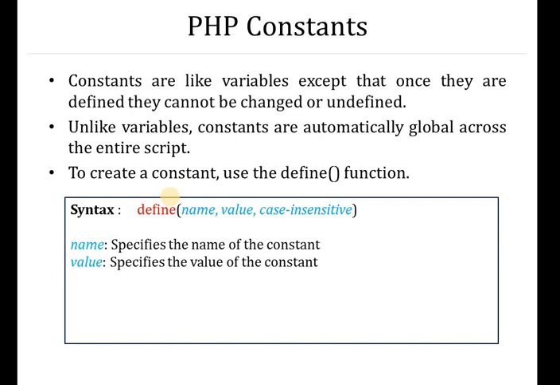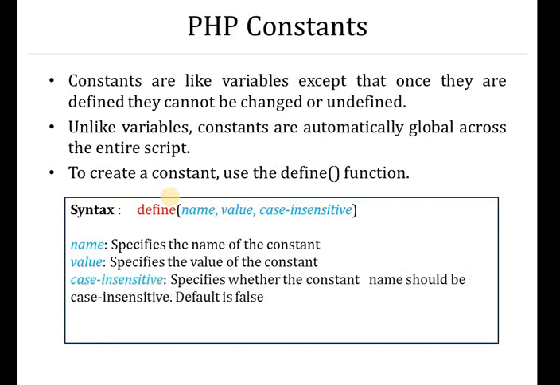Now this third argument, this third parameter, is case insensitive. It specifies whether the constant name should be case sensitive or not. The default value of this parameter is false. That means it is not case insensitive, that means it is case sensitive. But if you want to make it case insensitive, then you should use true as the parameter value.